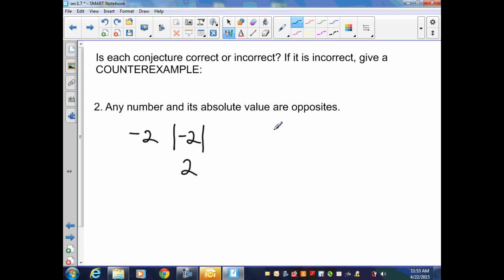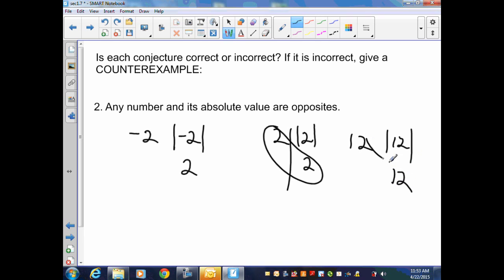But if I select 2 itself, let's just start with 2. The absolute value of 2 is 2. These are not opposites, so this does not work. I could even test again. Let's go 12. Here's a number that I selected. Here's my given number, and I want its absolute value. The absolute value of 12 is 12. Notice that also are not opposites. So here are actually 2 counterexamples that make this statement false.